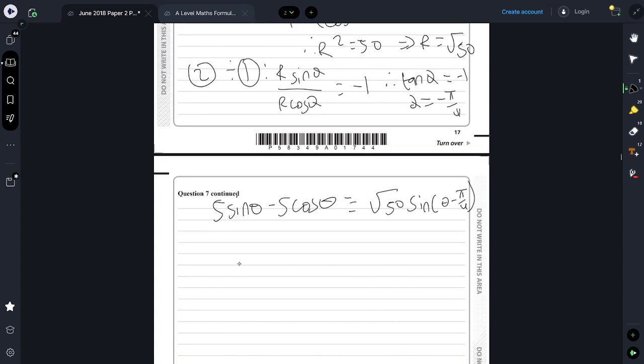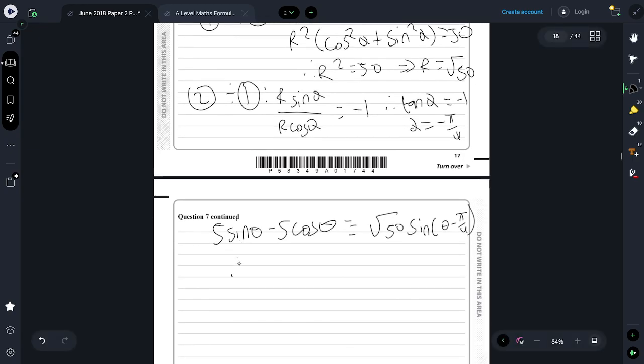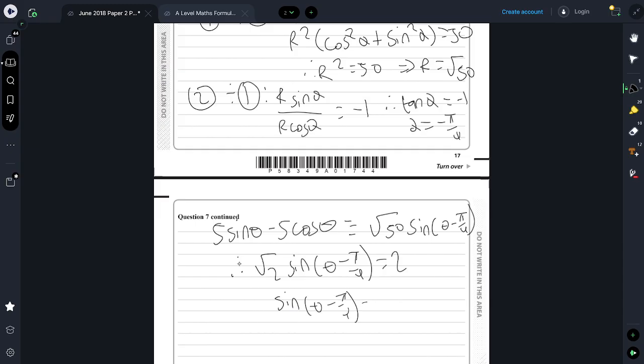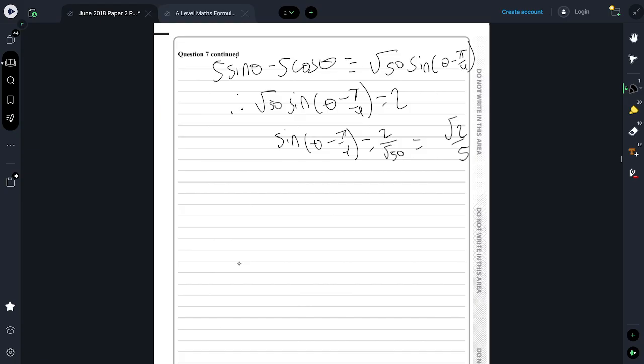Cool. Now we've done all that, we are told that this is equal to 2. So therefore, root 50 sine of theta minus pi over 4 is equal to 2. And therefore that means sine of theta minus pi over 4 is equal to 2 over root 50, which I guess simplifies, if you rationalise, although you don't have to, to root 2 over 5. So not the nicest number, but not the wackiest. Now again, look how we've got the form: sine of an angle is equal to a number. So now we're in a position to solve it.